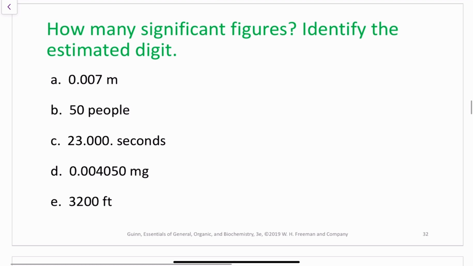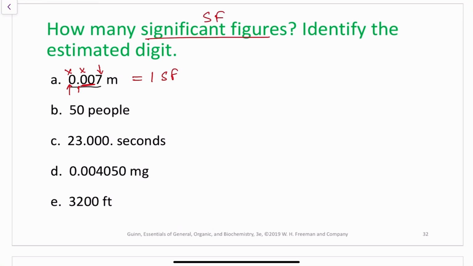Now let's figure out how many significant figures we have in each of the questions. We have 0.007 meter. How many significant figures? If you can see over here, we have a non-zero number and a decimal. But can we use these two zeros? No, we cannot use these two zeros as significant. Why? Because we need a non-zero number covering these zeros, but we don't have any non-zero number in front. So that means we have just 7, one significant figure.